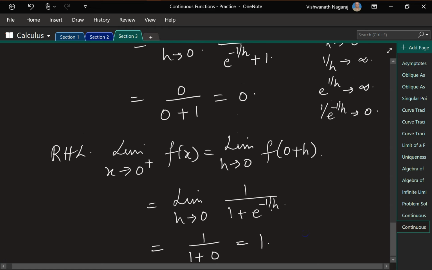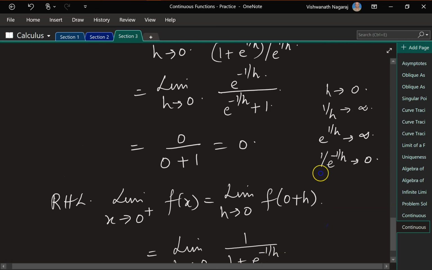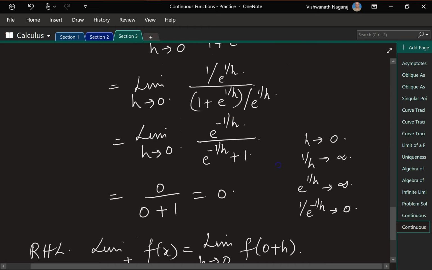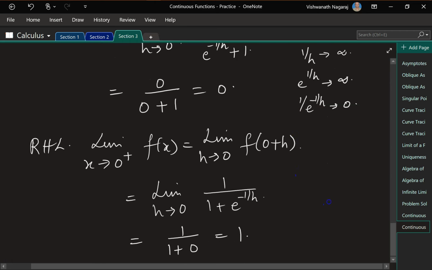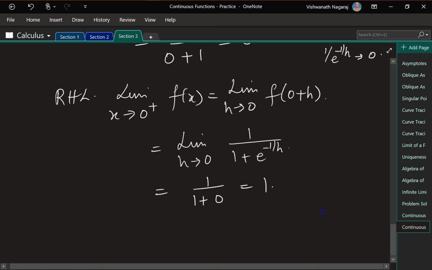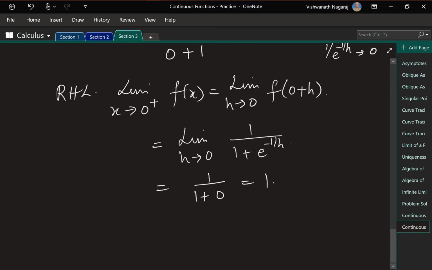Now you might be wondering, I took it directly here, and here I went through all this drama. This is just to show you that there are different ways of arriving at the same result. Some are longer, some are shorter.